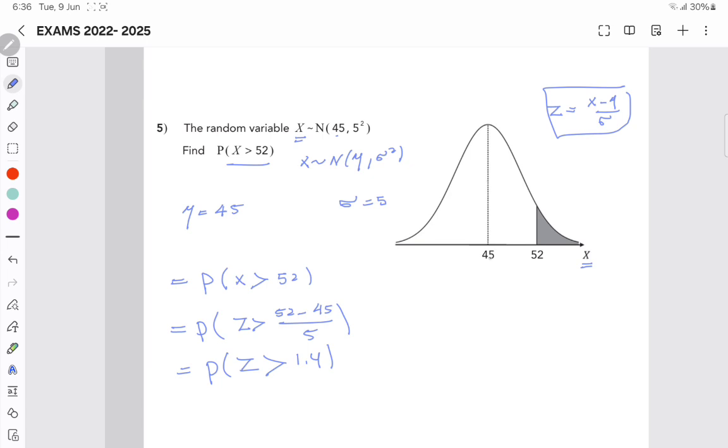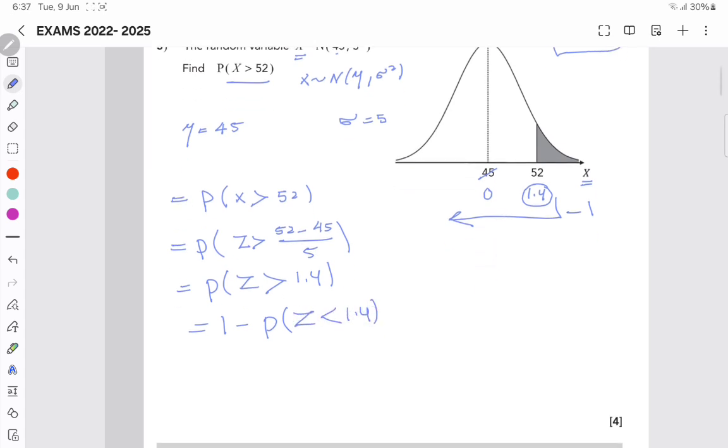So now that means the mean changed to be 0, and that value changed to be 1.4. And everyone knows if you have area on the right, the total area under the curve equals 1. So it will be 1 minus the area below, because we just use a table for area below. So it will be 1 minus, changing that sign, z below 1.4.